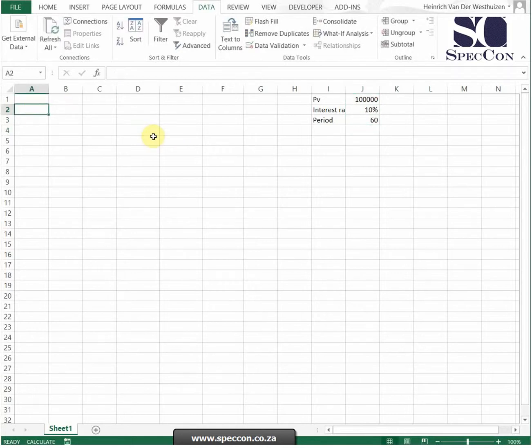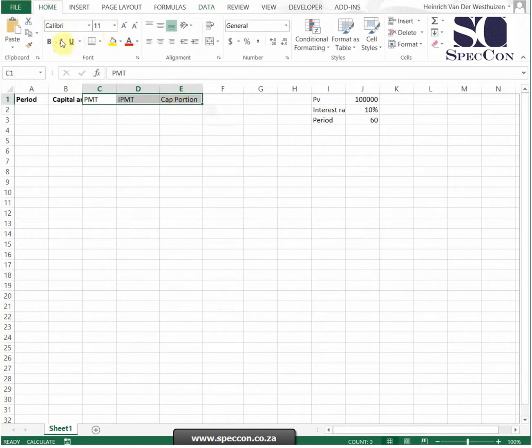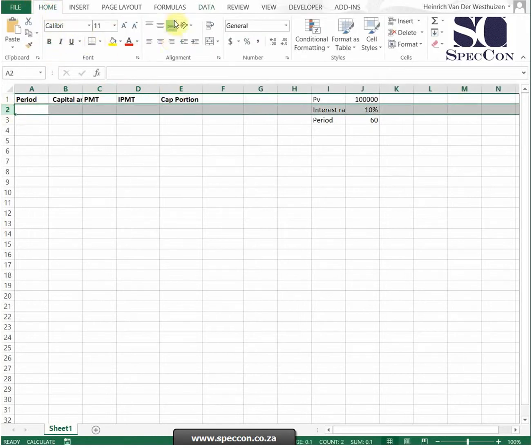So a normal amortization table works from the first period up until the last one. Well, actually from period 0 up until the last one. So let's just put in all our headings. The first one will be period. The next one will be capital amount. Then we can have the payment amount, the interest portion, and the capital portion, and for a simplistic amortization table, this should be perfect.